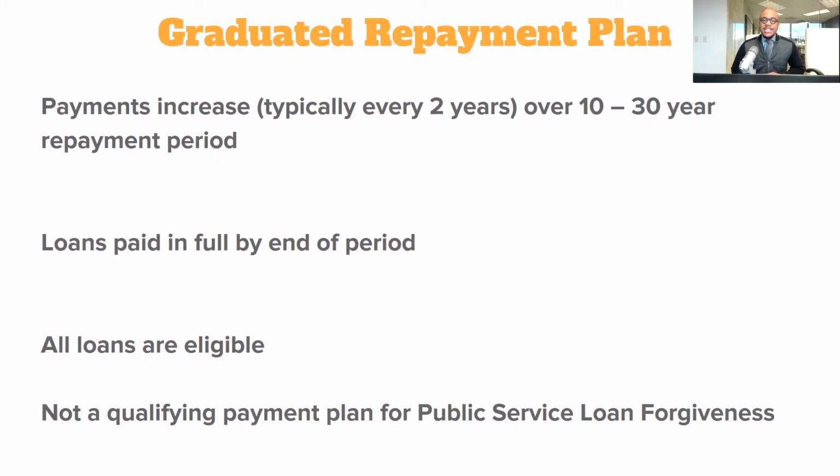Next, we have the graduated repayment plan. And this is a plan that you see very frequently with early career professionals. You just got that first job out of school, you're not making a ton of money, so you can't afford a high student loan payment. So, what happens with the graduated repayment plan is the payments actually start low. But every 2 years or so, that payment increases and it's designed to repay your loan in full over a 10 to 30-year payment period, depending on the type of loan that you have at your disposal.